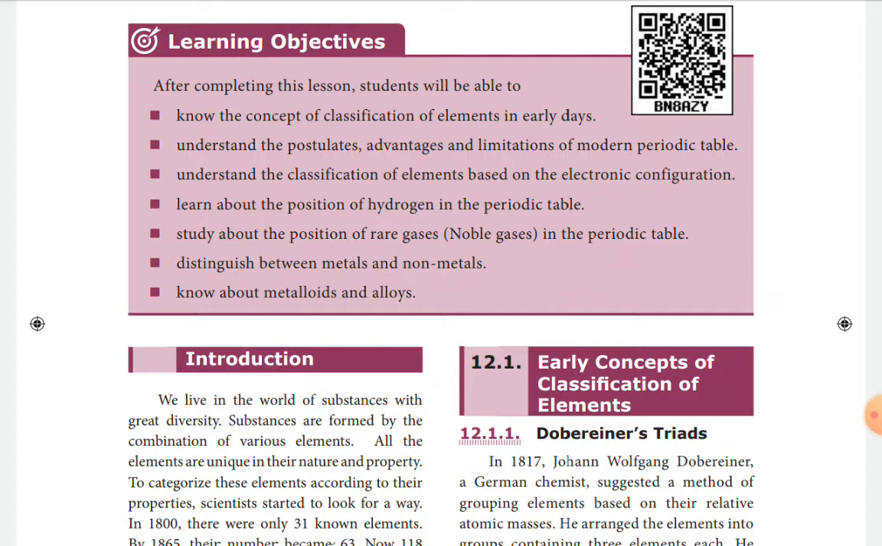Johann Wolfgang Döbereiner, a German chemist, suggested a method of grouping elements based on their relative atomic masses. He grouped elements three by three based on atomic masses. Tri means three, so that's why the groups of elements are called Döbereiner's triads. The limitation is that Döbereiner could identify only three triads from the elements known at that time. Also, this law was not applicable to elements having very low and very high atomic masses.